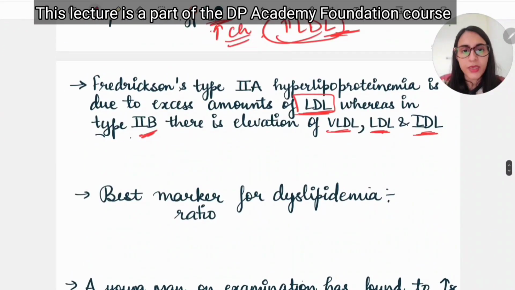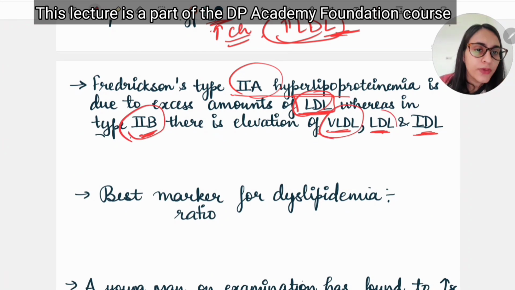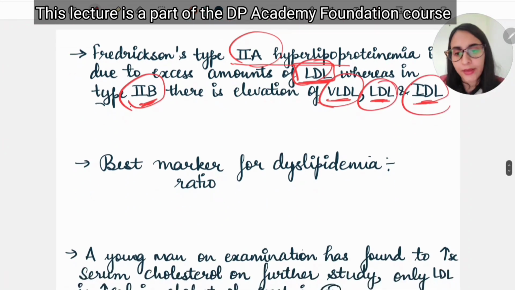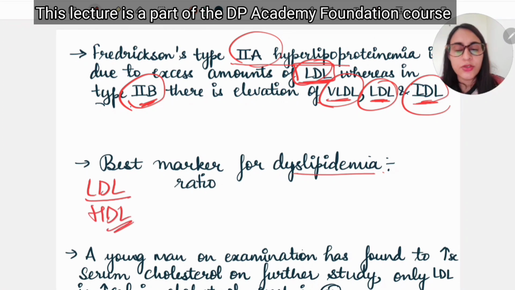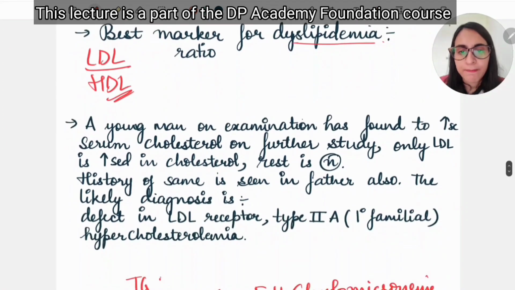Now again, let's see. It is type 2A, Fredrickson. Type 2A is increase in the LDL, while type 2B is increase in the VLDL, LDL and IDL, which is intermediate density. Now the best marker for dyslipidemia is the ratio LDL divided by HDL. HDL is the good fat, LDL is the bad fat.